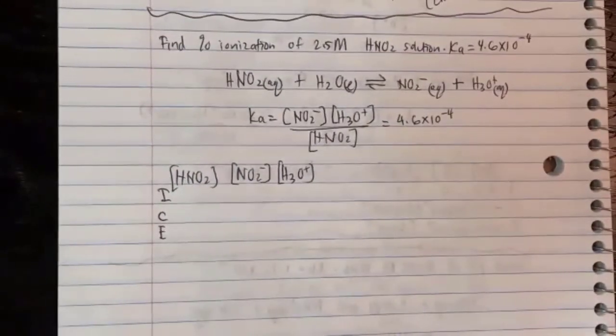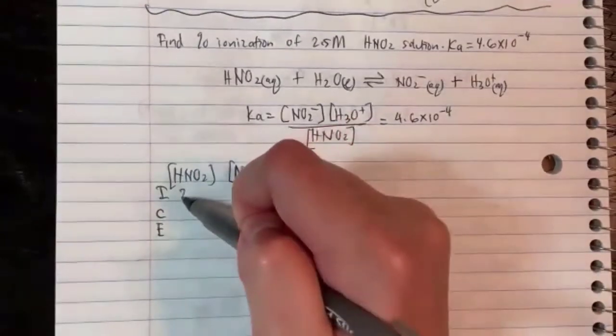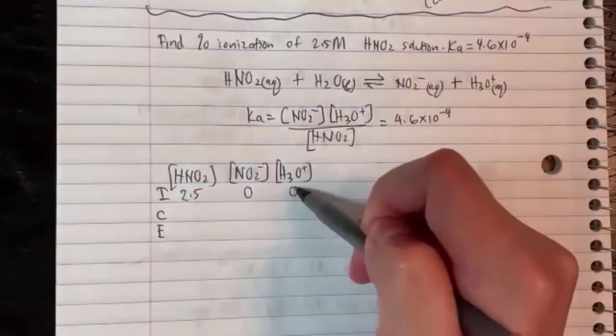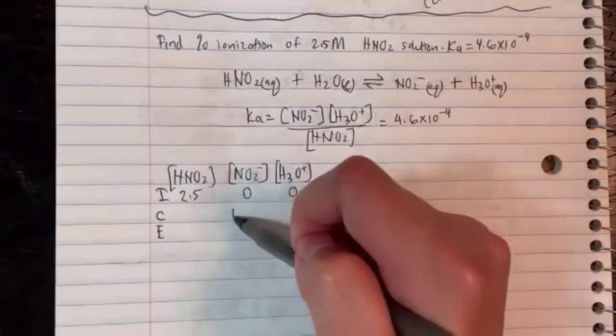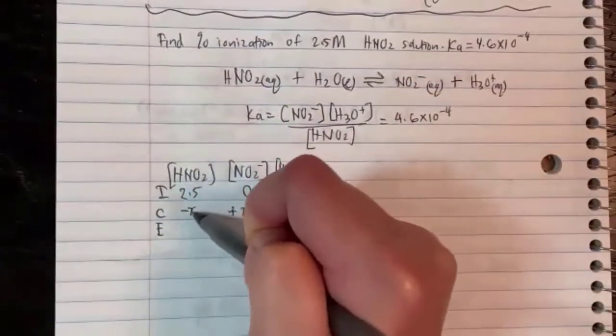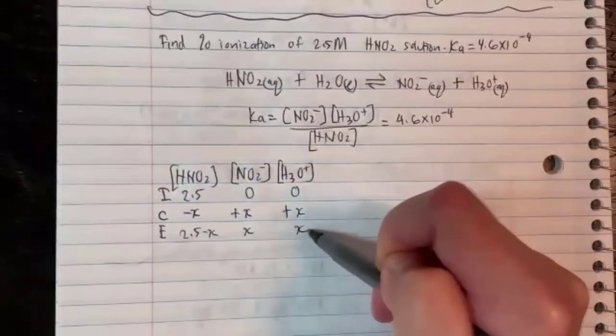All right. So once we get our ICE table in, we want to fill it up. Our initial concentration of the acid is 2.5 as given in the problem. There's no mention of these ions being put in, so that's 0 because they didn't put anything in. So because there's a 0, these guys are plus x. That one's minus x, so 2.5 minus x going to x and x.